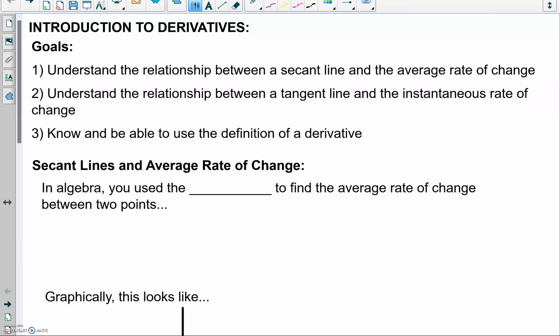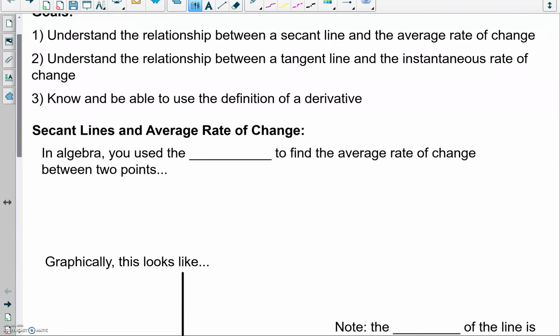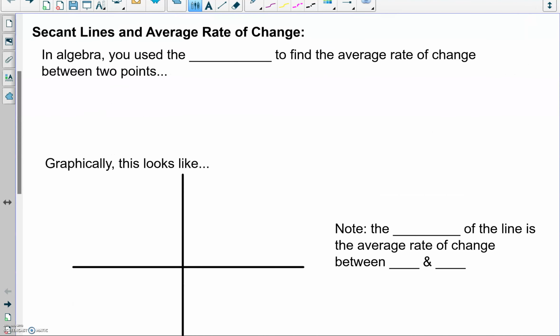So we're going to look at using limits, which we've been building up to this point, in order to evaluate a derivative using that definition. So first thing here, secant lines and the average rate of change. In algebra, you use the slope to find the average rate of change between 2 points.